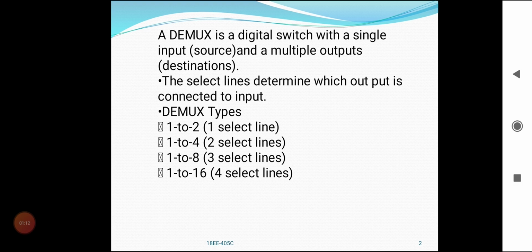A 1 to 4 DMUX has a single input and 4 output lines. Which output line is connected to the input line depends on the selection lines. DMUX types: 1 to 2, 1 selection line; 1 to 4, 2 selection lines; 1 to 8, 3 selection lines; 1 to 16, 4 selection lines.